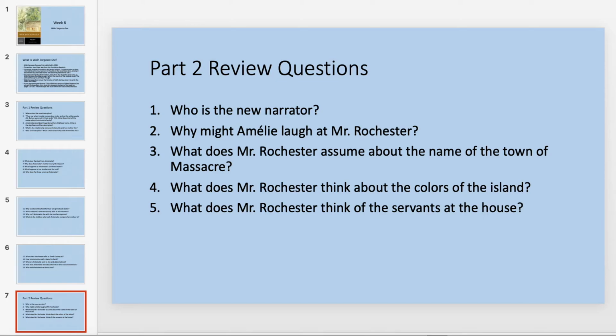And there is a young woman named Amelie who laughs at Mr. Rochester. I want you to think of why she might laugh at him. She is from a lower class than him, but she seems to think there's some kind of joke on him happening. So I want you to kind of think back about that scene. Why would she laugh at him? What does that kind of suggest?